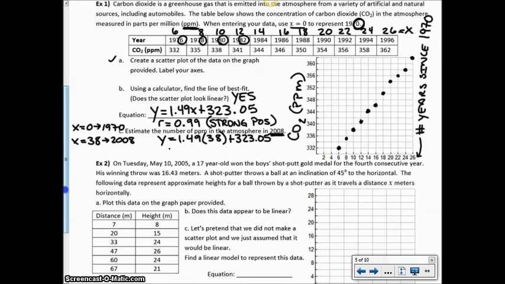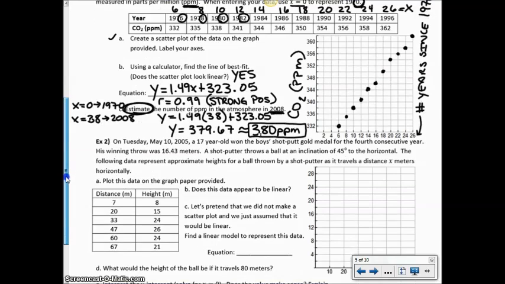Use your calculator, and you get y equals 379.67, and it says estimate the number. So I'm just going to estimate it and say that we're just going to round there. And you round normally with parts per million because you're not talking about people. So 380 parts per million is what I would say my answer is. Okay, so anytime it says estimate, it's totally fine to round.